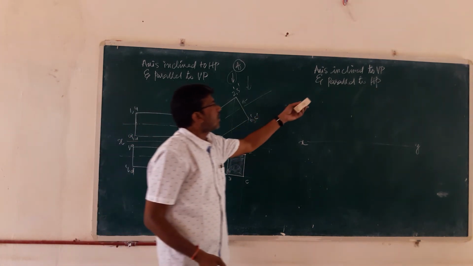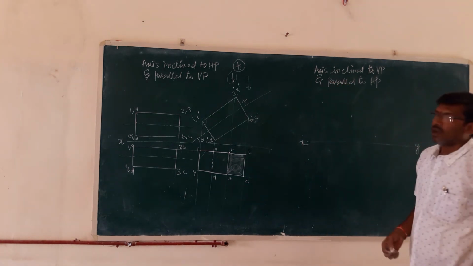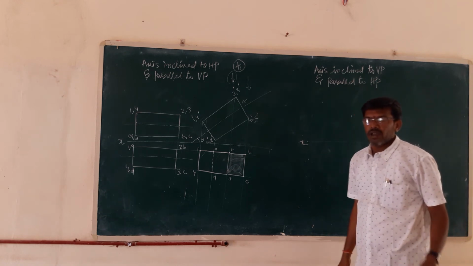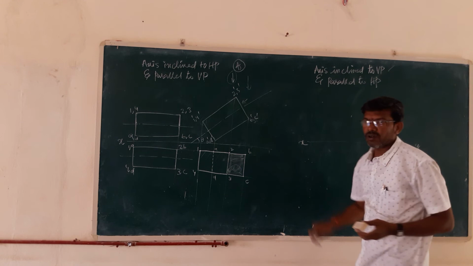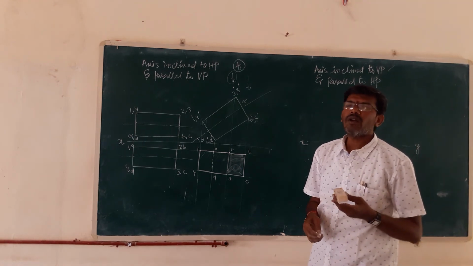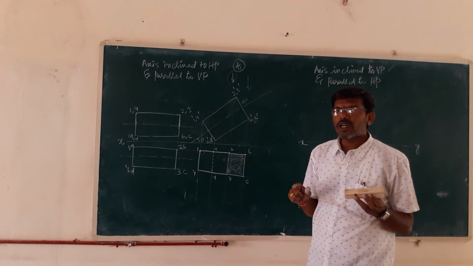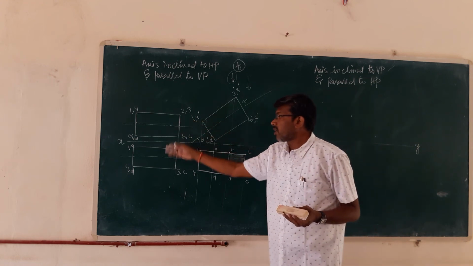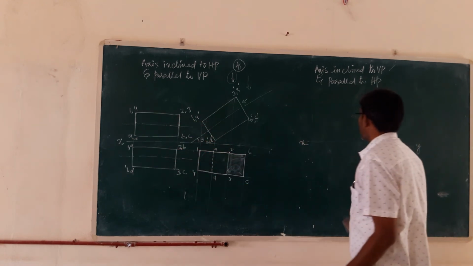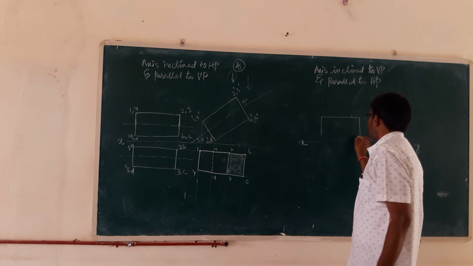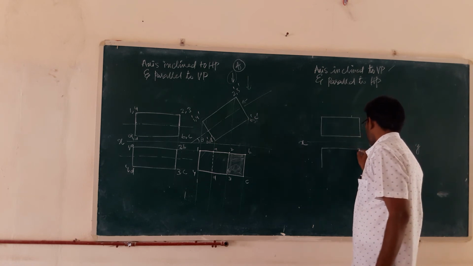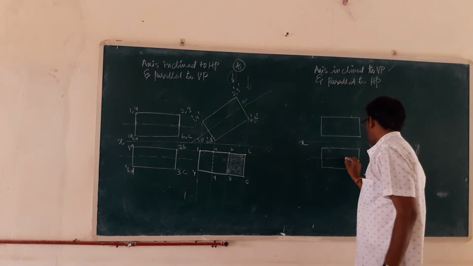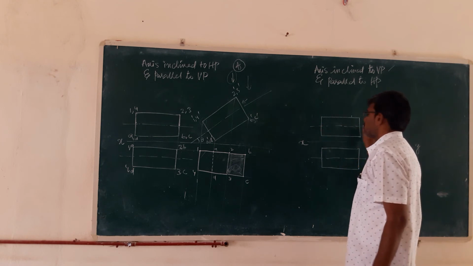So coming to the another condition, axis inclined to the vertical plane. Axis inclined to the vertical plane will be parallel to the horizontal plane. So when the axis is inclined to the vertical plane, what should we do? We have to take the axis parallel to the vertical plane and we have to make the plane inclined. So as usual, the same thing we have to do. So right, the first thing you have to draw is two rectangles, where the axis is parallel to both the planes. This is the assumption.